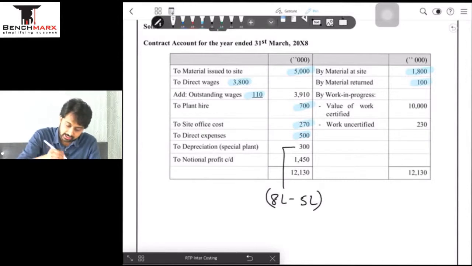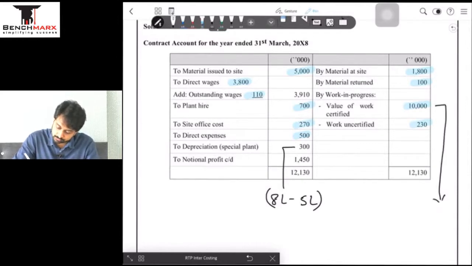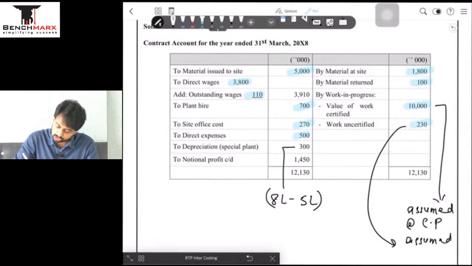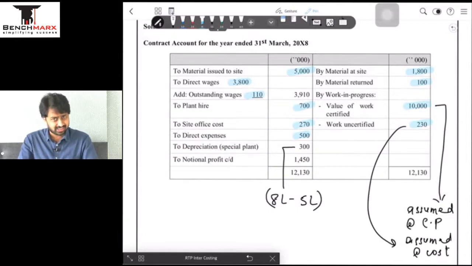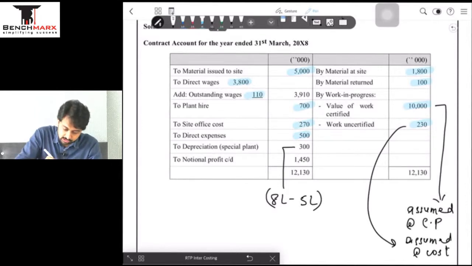Then coming to the credit side, work in progress 10,000 and 230. This 10,000 you can write a note, it is assumed at contract price, and this 230 it is assumed at cost, because the closing work uncertified always has to be at cost. Details दिया नहीं है, we have to assume 230 they have computed as per cost. So कोई टेंशन नहीं है इसके अंदर. And after finding all these things, we are ultimately going to find something called as notional profit.